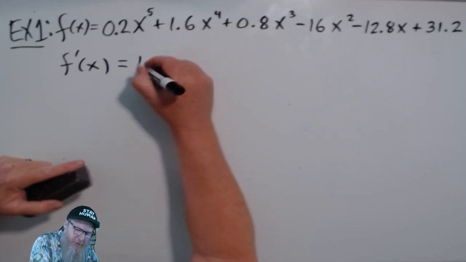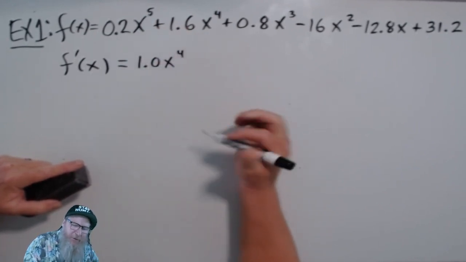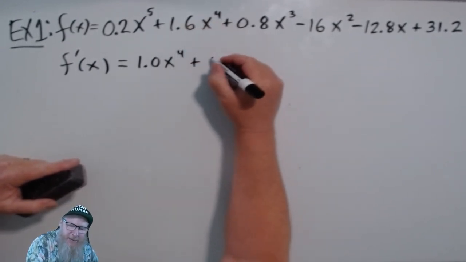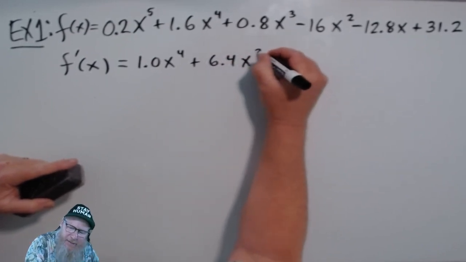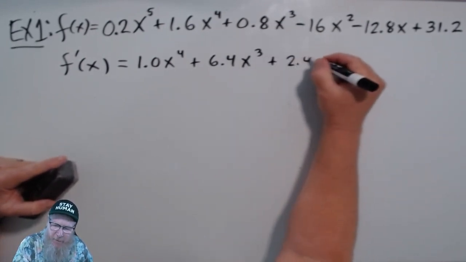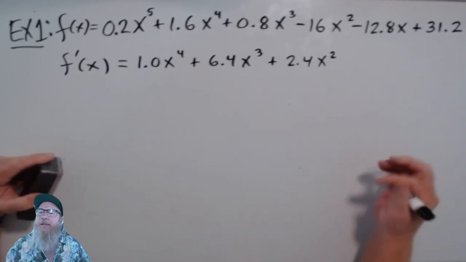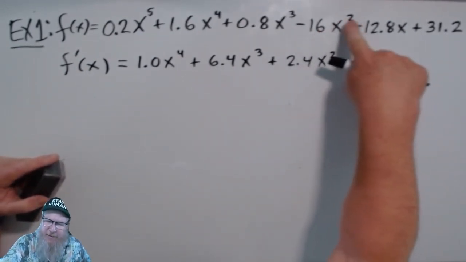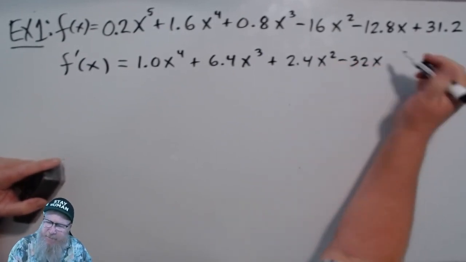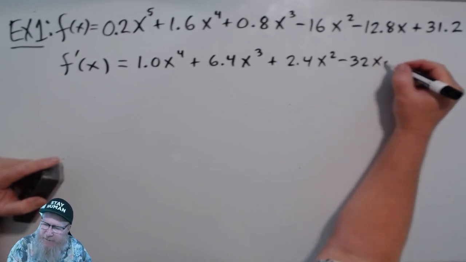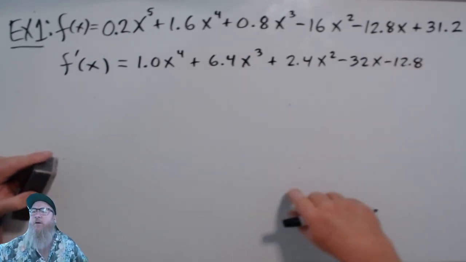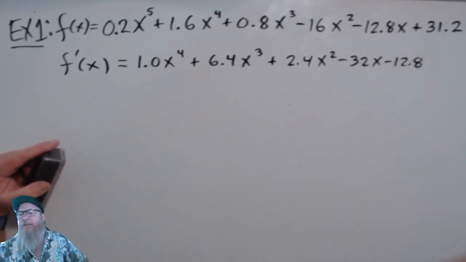5 times 0.2 is 1.0, x to the fourth. Or you could just say 1. 4 times 1.6 is 6.4, x to the third. 3 times 0.8 is 2.4, x to the second. This one's just a whole number, 16. So 2 times 16 is 32, or negative 32x. And then, of course, this is a linear term, so it's just 12.8. The derivative of negative 12.8x is just negative 12.8. And we all know the derivative of the last term, the constant, is 0.